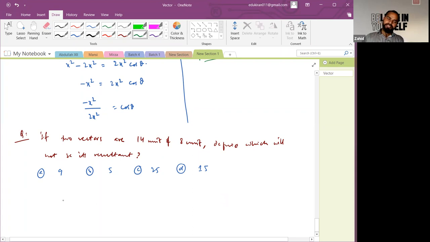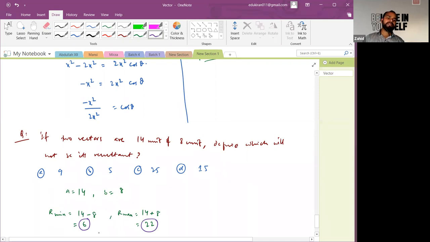Just see, I will define it for you. In this part, we have A is equal to 14 and B is equal to 8. So the resultant would lie from R minimum, that is A minus B, so it will be 14 minus 8, that is 6, to R maximum, that would be A plus B, so it will be 22. It means your resultant would lie between 6 to 22.